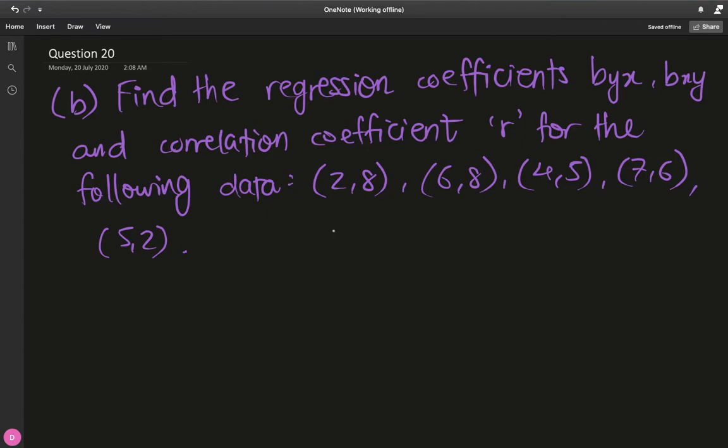Okay, so moving on to question 20, but the optional subpart B. We need to find the regression coefficients byx and bxy and correlation coefficient r for the following data sets. So 2, 8, 6, 8, 4, 5, 7, 6 and 5, 2. So what I'm going to do is actually tabulate this raw data, and then we can use the formula to calculate the regression coefficients bxy and byx respectively. So yeah, let's get to it.